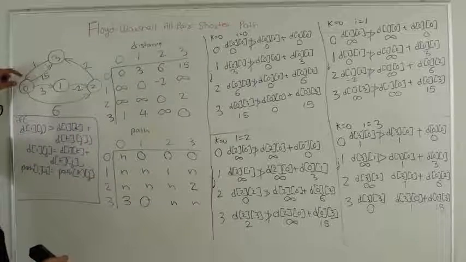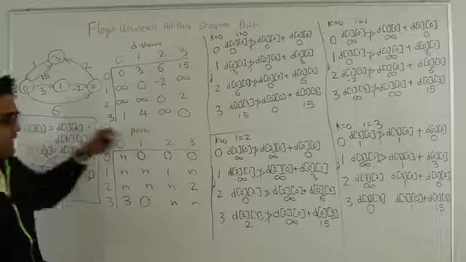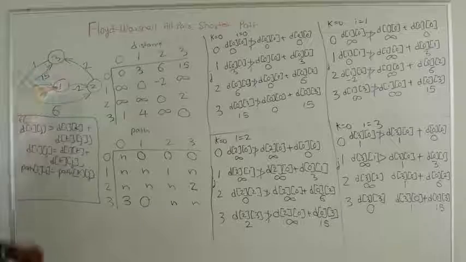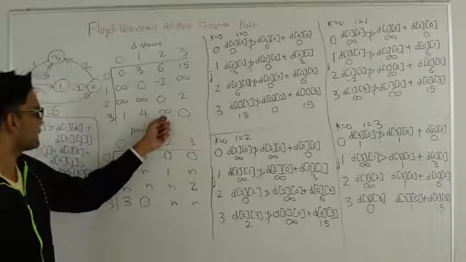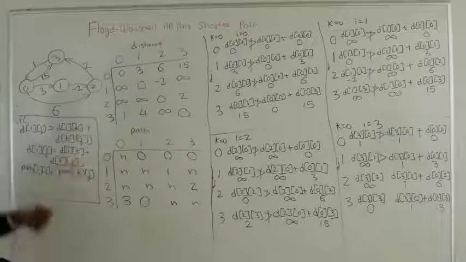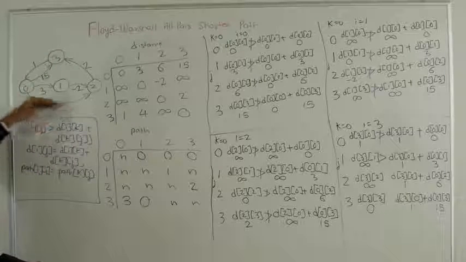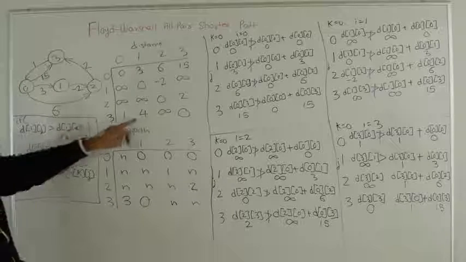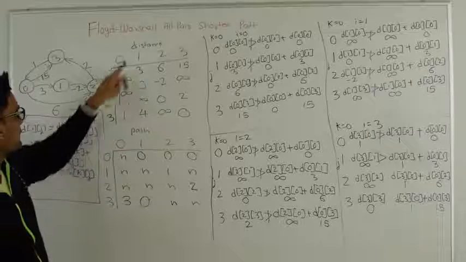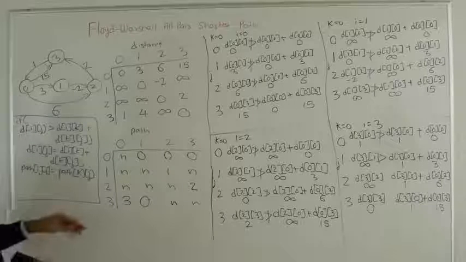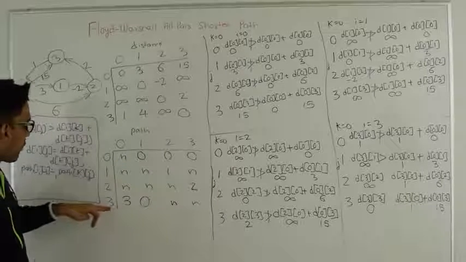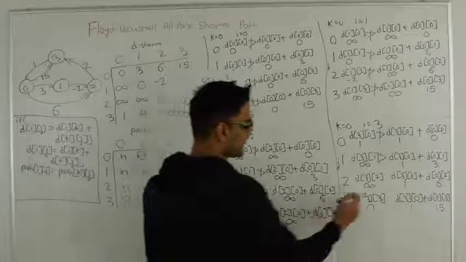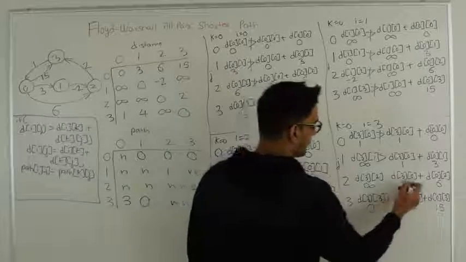So what happened was, before k0 was introduced, there was no path between 3 to 1, which is why that value here was infinity. But now going through vertex 0, we have a path of length 1 plus 3, 4, which is why the new distance between 3 to 1 is 4. And we are also indicating that we are going via 0, which is why this value here is 0.